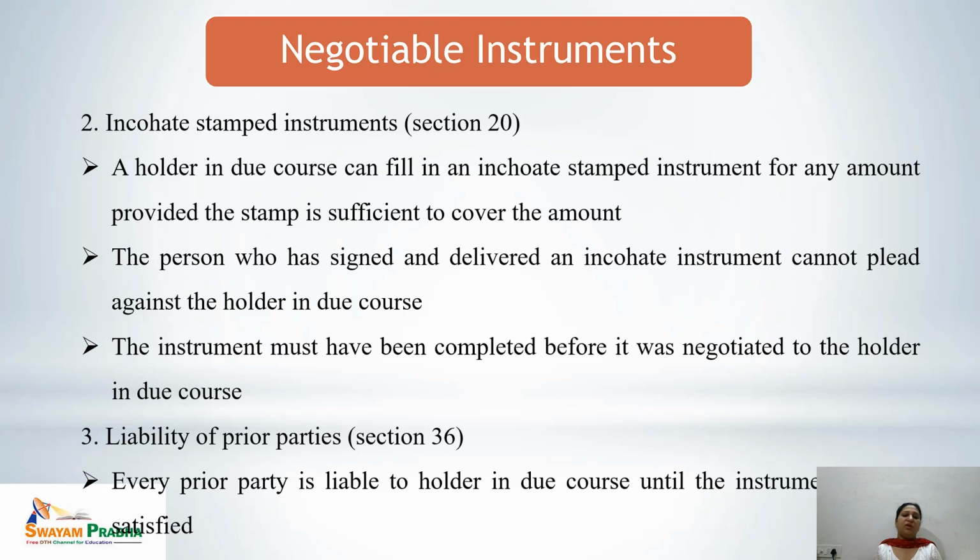Next is the liability of prior parties, which is covered under section 36. So every prior party is liable to a holder in due course until the instrument is duly satisfied. It is a very important point to be noticed here that all the parties before the holder in due course, who have their respective liabilities regarding the negotiable instrument, must fulfill their liabilities until the instrument is duly satisfied.